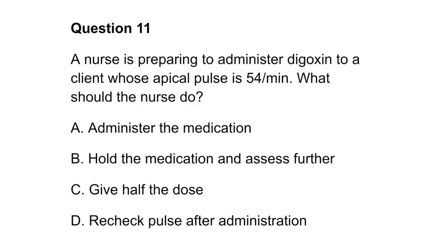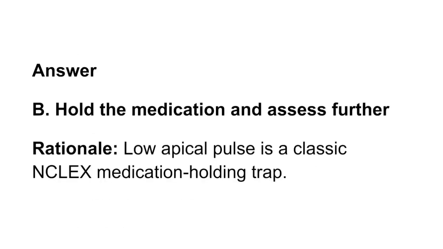Question 11. A nurse is preparing to administer digoxin to a client whose apical pulse is 54 per minute. What should the nurse do? A. Administer the medication. B. Hold the medication and assess further. C. Give half the dose. D. Recheck pulse after administration. Answer. B. Hold the medication and assess further. Rationale. Low apical pulse is a classic NCLEX medication holding trap.